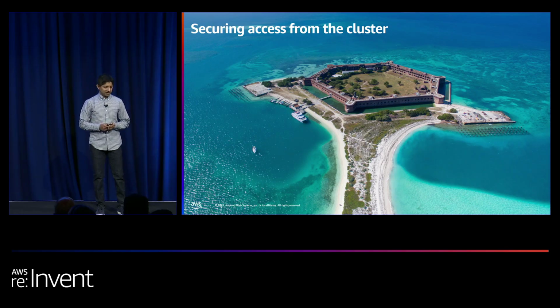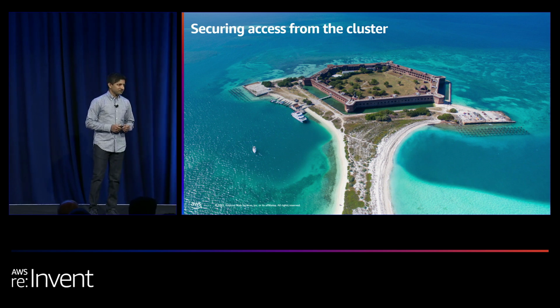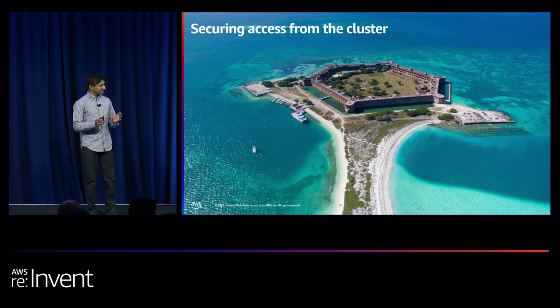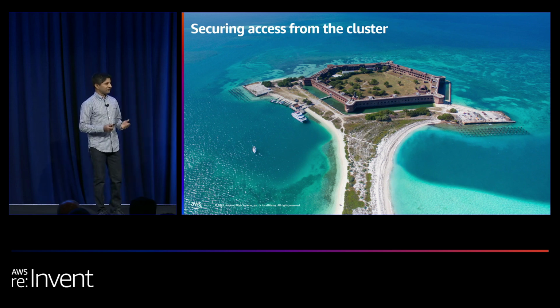All right, so far we looked at how you can secure access into the cluster, or the front gate of the cluster. So next section, we are going to look at how you can secure access from within the cluster to resources outside. So this is a picture of Fort Jefferson, 68 miles off the coast of Key West in Florida. Let me ask you, if you are given the task to build a facility that secures egress, or you want to make sure people don't leave the facility, a good place to build it would be an island surrounded by water.